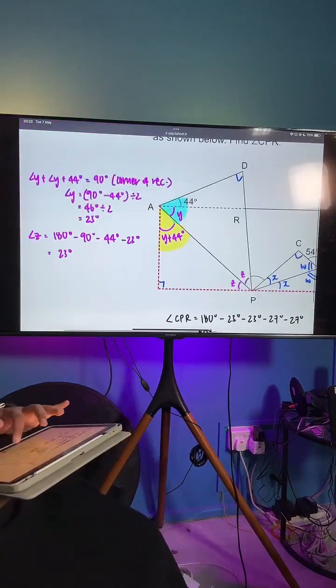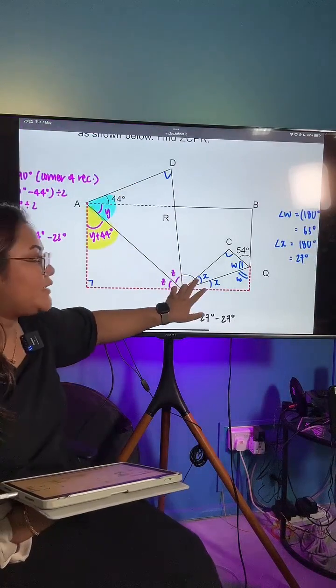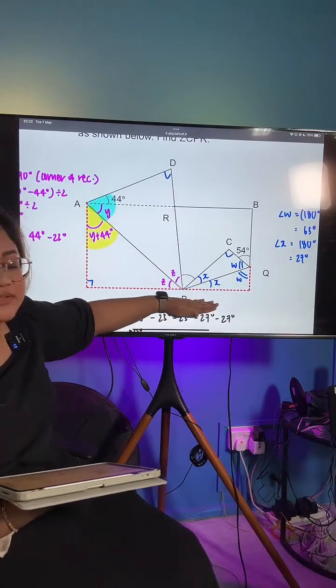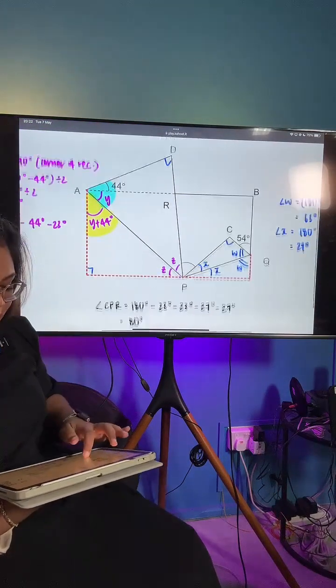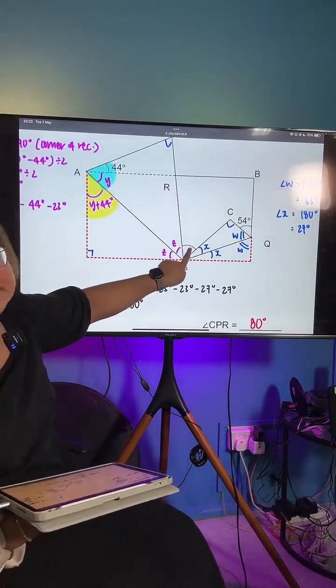Once again, once we have two Z's here, which is 23, 23, and the 2X, 27, 27, using angles on a straight line, 180 minus 23 minus 23 minus 27 minus 27 gives us 80 degrees.